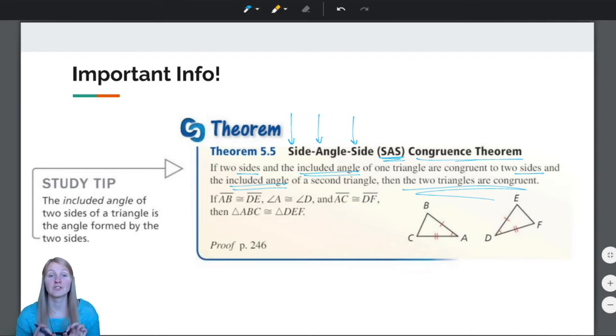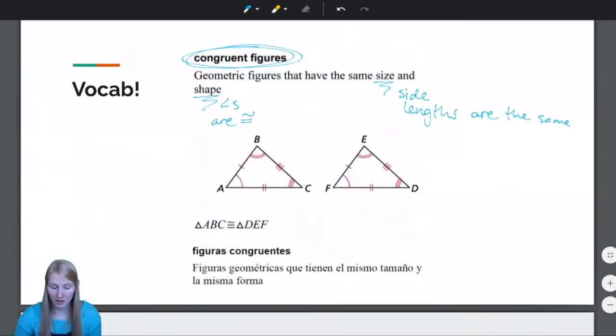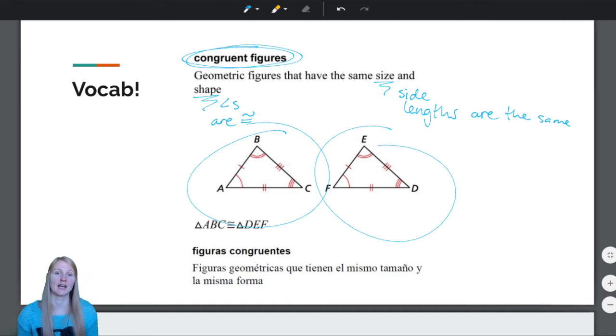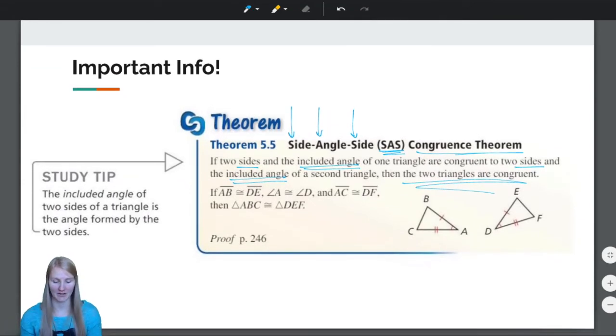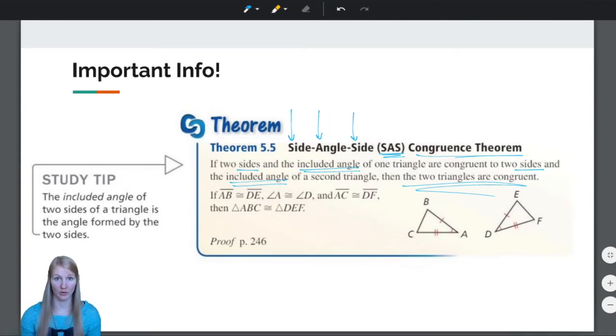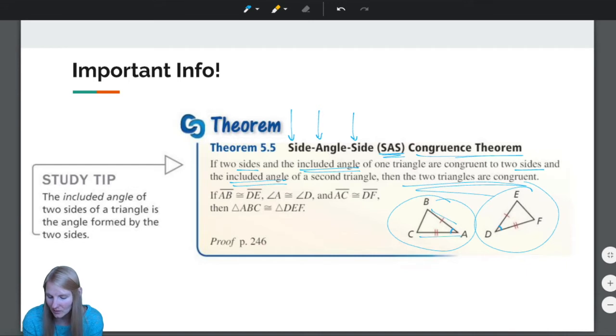So remember, in section 5.2, we talked about if all the angles are congruent to all the sides, then the triangles are congruent. But we actually don't need all of the sides and all of the angles to be congruent to know that the triangles are congruent. If I have two sides and the included angle, that means the angle in between the sides. The included angle is the one in between the two sides.